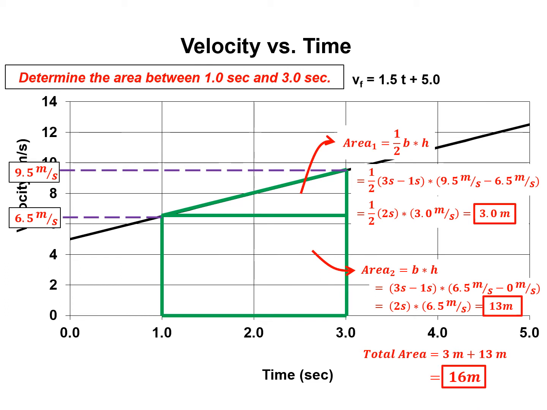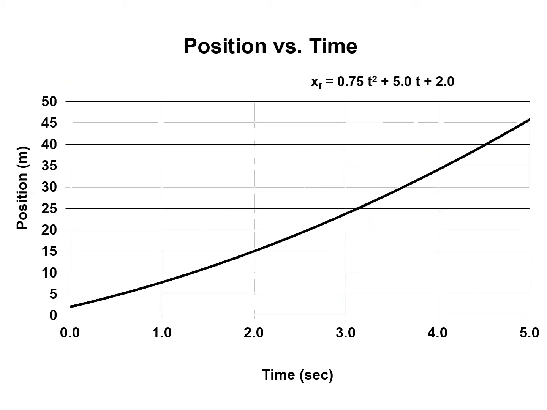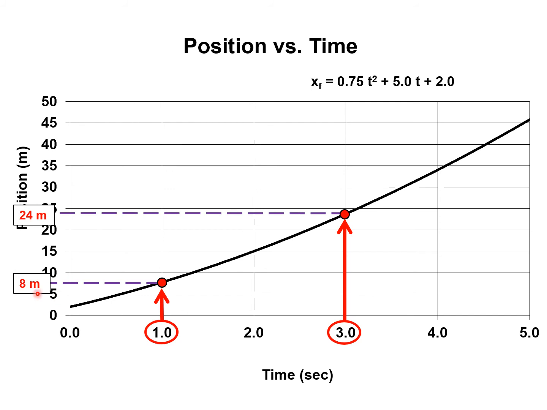Well, this area right here describes the displacement of the object between 1 and 3 seconds. If we look at the position versus time graph, we go up to 1 second and to 3 seconds. We see that at 1 second the position is 8 meters. At 3 seconds the position is 24 meters. Take the difference between the two and we get 16 meters, which was the displacement we got from the previous part, from using the velocity versus time graph.